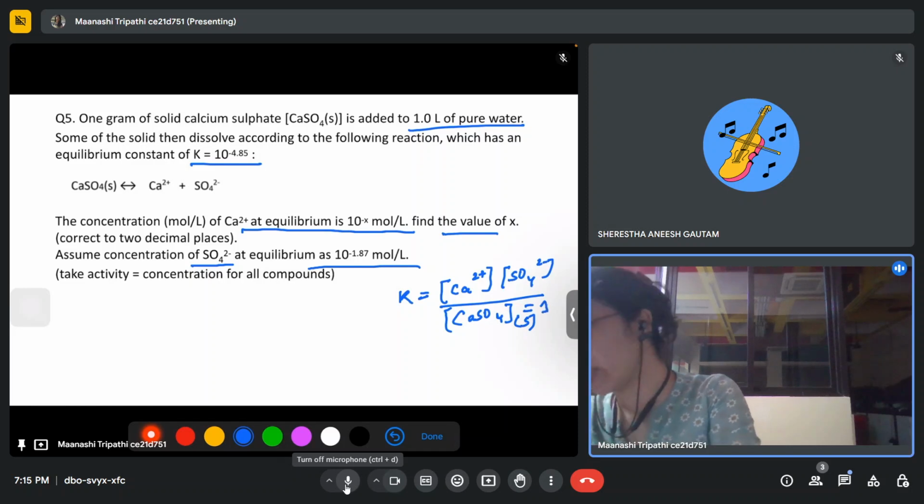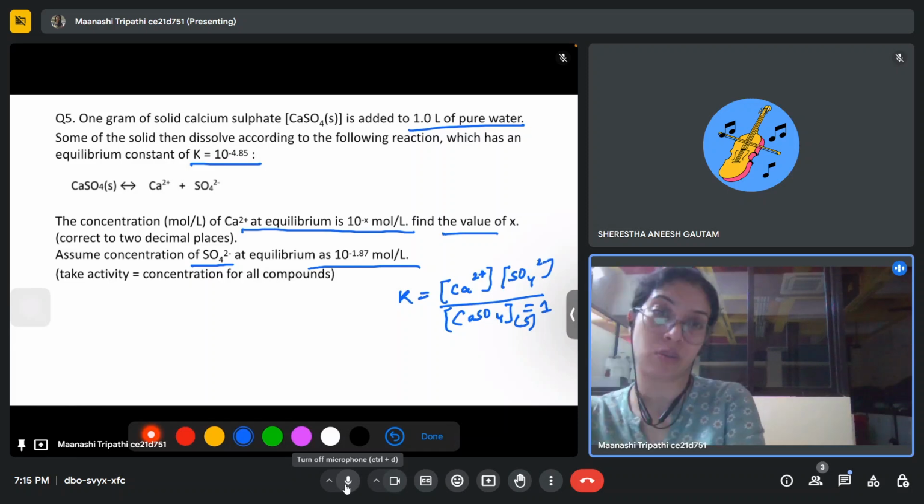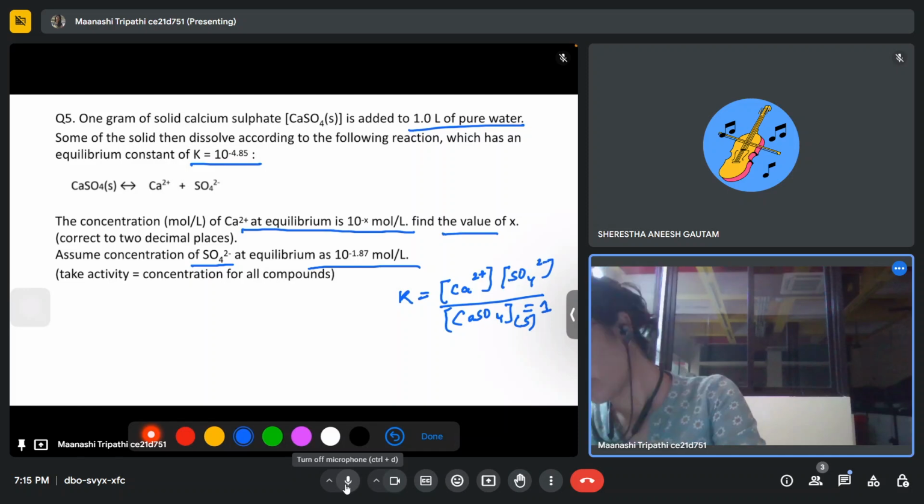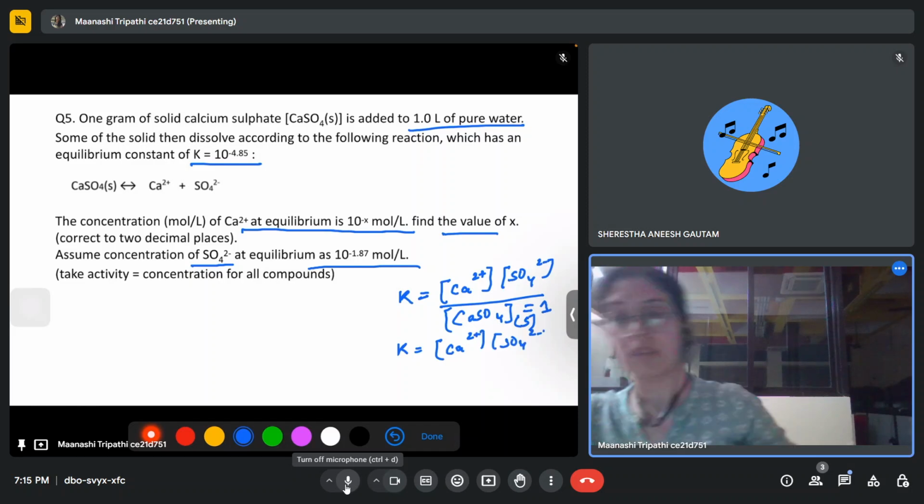Also it is written that 1 gram of solid calcium sulfate is dissolved in 1 liter of pure water. The concentration is considered as 1 for any pure liquid like H2O or if things are in solid form. So K is equal to [Ca2+][SO4 2-]. Please try to solve this question.